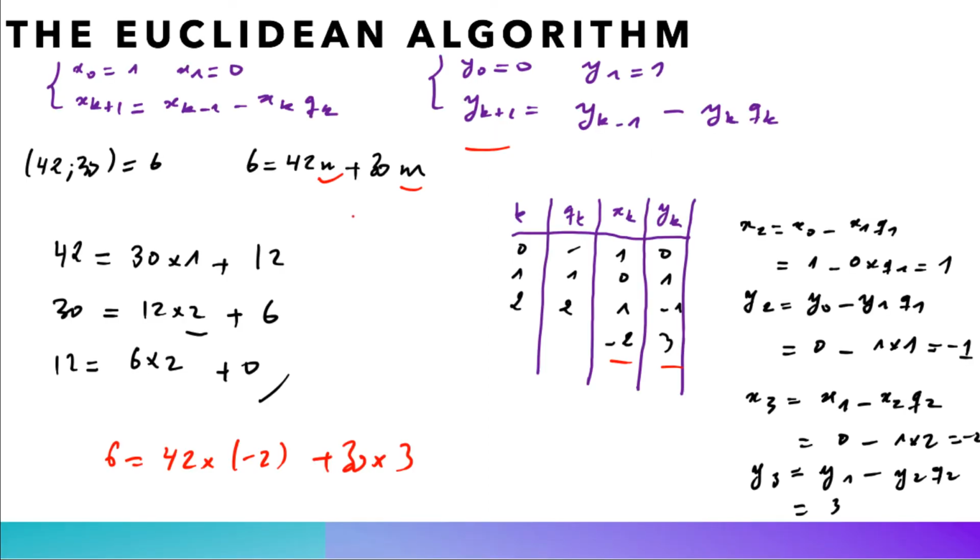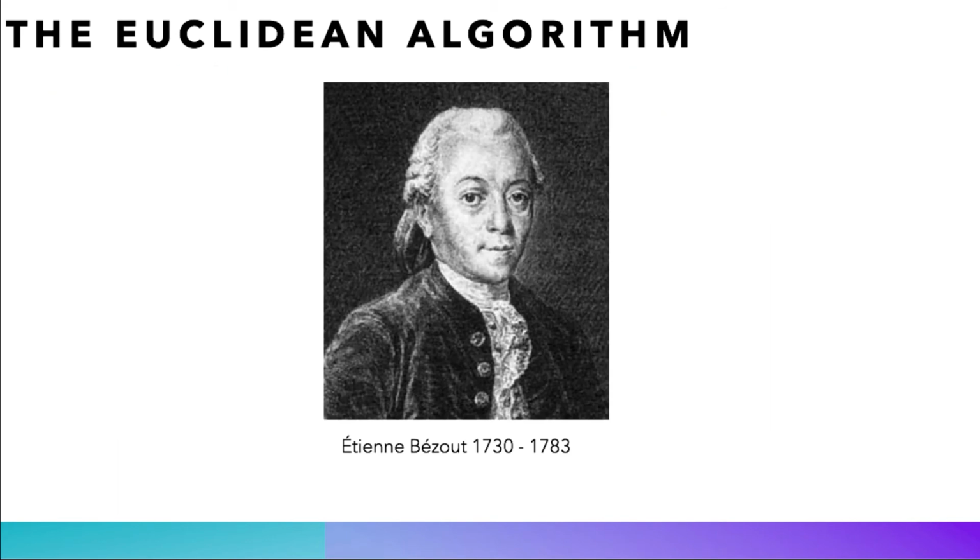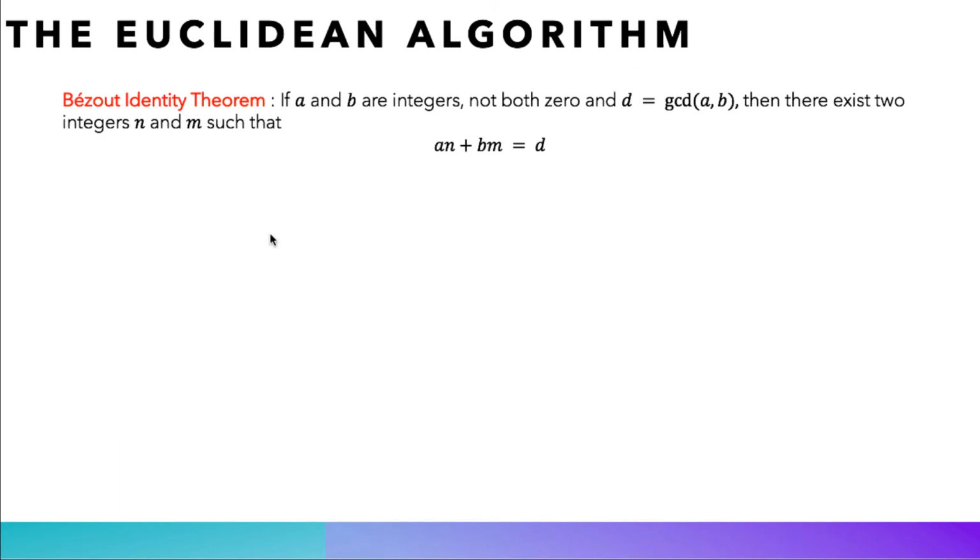What we have done so far is called the Bézout identity theorem, and relations like this one are called the Bézout identity, named after the great French mathematician Étienne Bézout. Our theorem states that if a and b are integers not both 0, and if d is the GCD of a and b, then we can find two integers n and m such that d is equal to a times n plus b times m, which means that d is a linear combination of a and b.